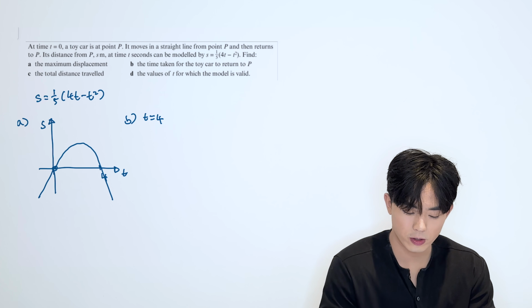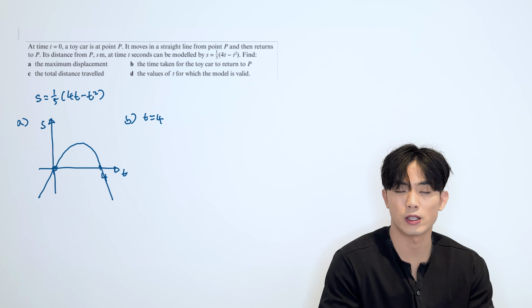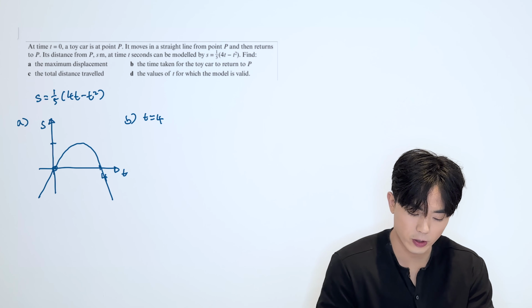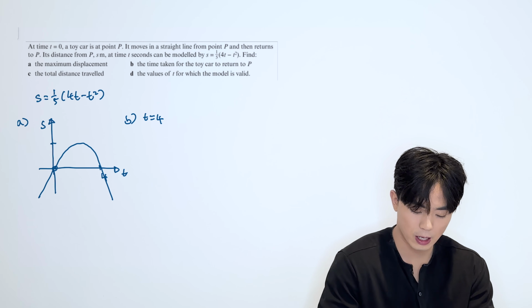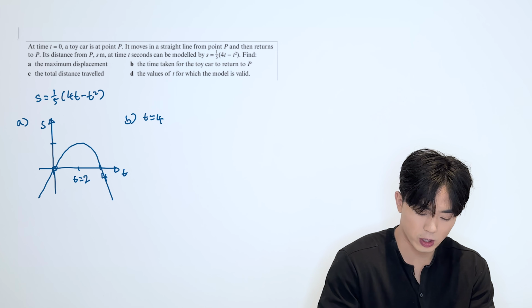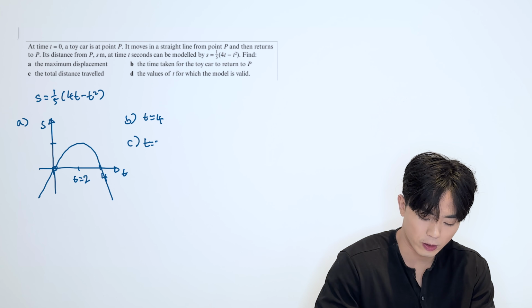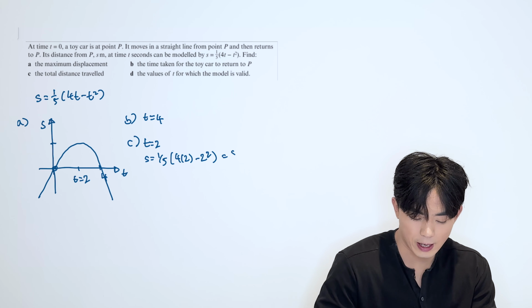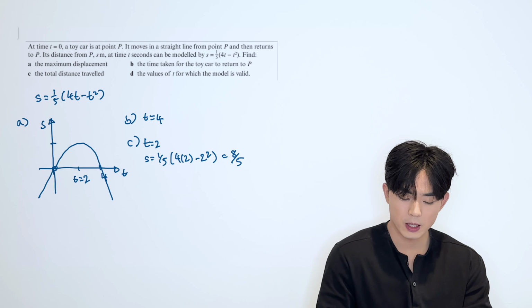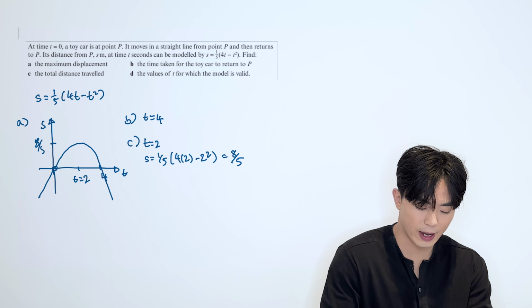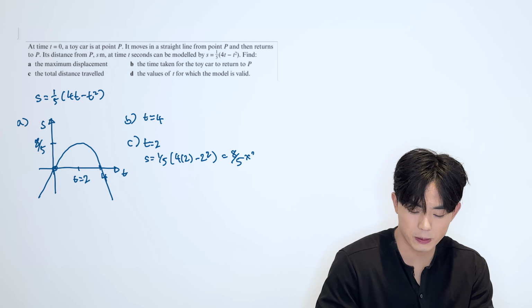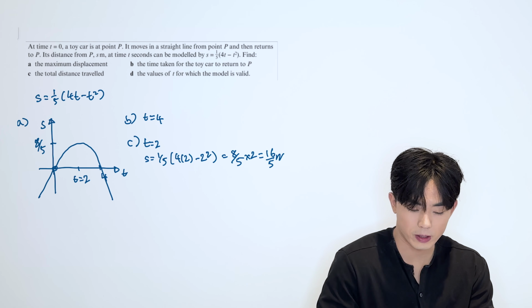Right, the total distance traveled, well, it's going to travel the distance and then come back, right? That's what it says. So we need to work out the maximum s value here, i.e. the maximum displacement. This one occurs when t is 2, which I can plug into the equation for s. So s is going to be 1/5 (4 times 2 minus 2 squared), and it'll give us 8/5. So this is going to move a distance of 8/5 meters away and then come back 8/5. So the total distance will be this times 2, which is 16/5 meters.